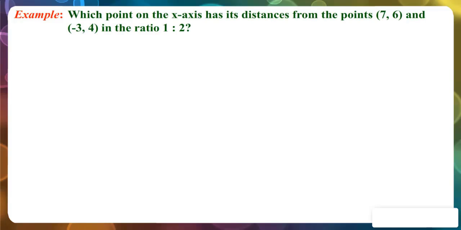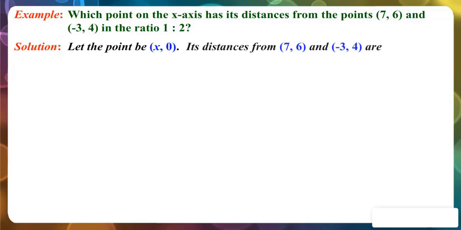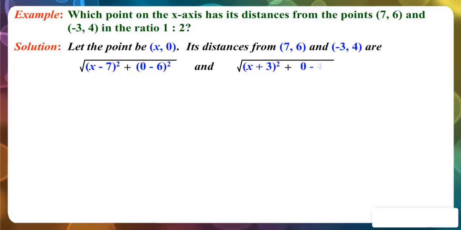Let's take the next example. Which point on the x-axis has its distance from points (7, 6) and (minus 3, 4) in the ratio 1 is to 2? Let's solve this. Let the point be (x, 0). Its distances from (7, 6) and (minus 3, 4) are under root (x minus 7) whole square plus (0 minus 6) whole square and under root (x plus 3) whole square plus (0 minus 4) whole square respectively.